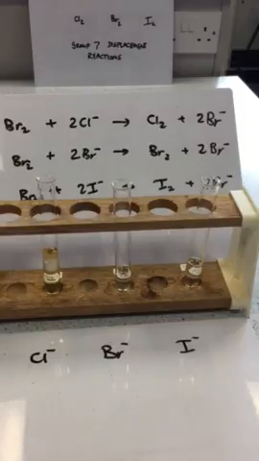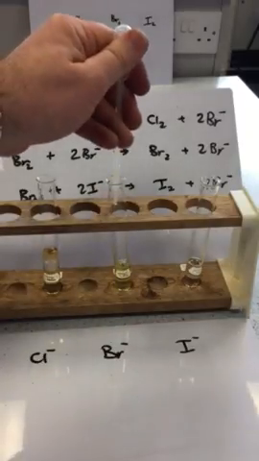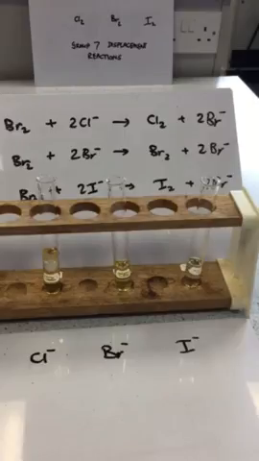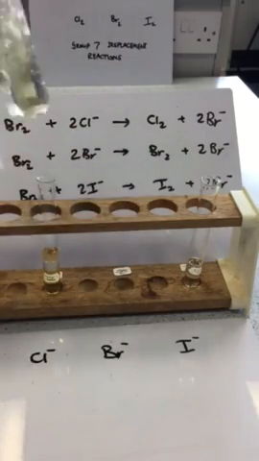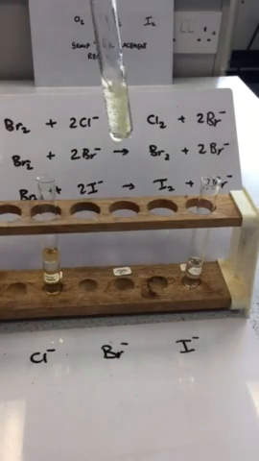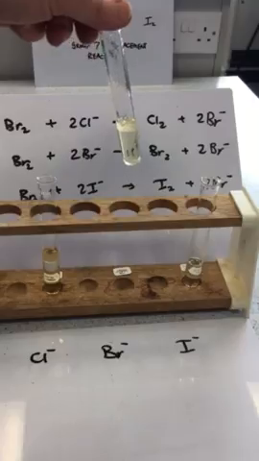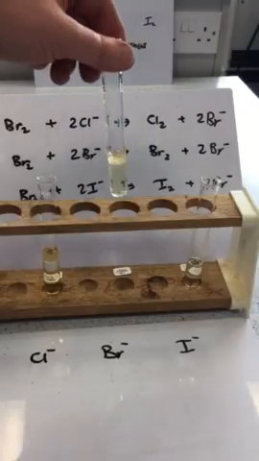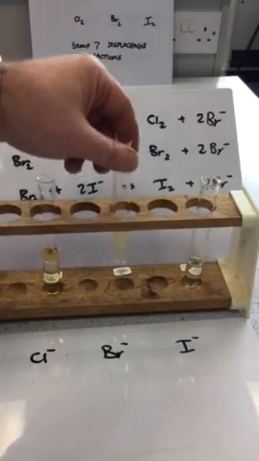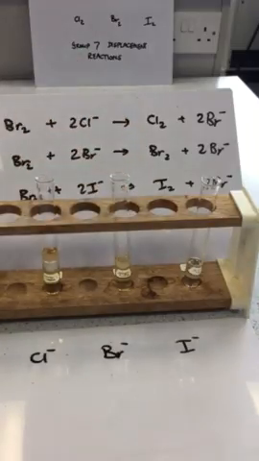Bromine water with bromide. As we said, it's displacing itself, so we would not expect to see any observable reaction because we'd still end up with bromine water as our product. And again, that is what occurs. So no observable reaction there.